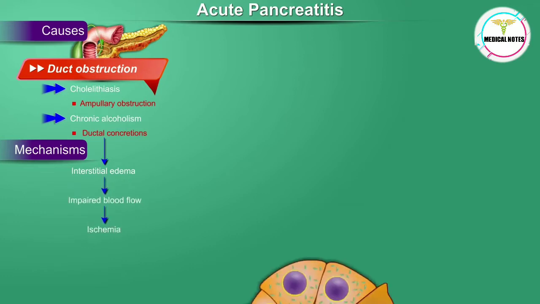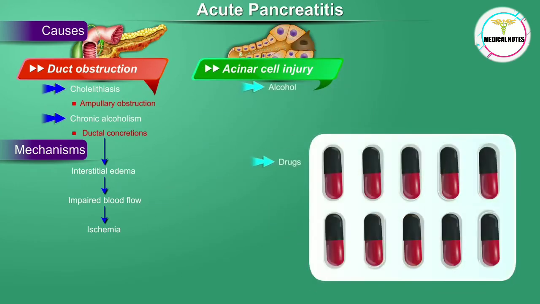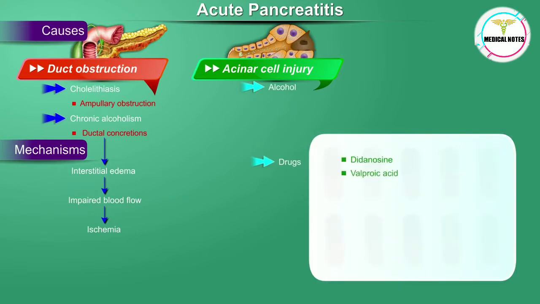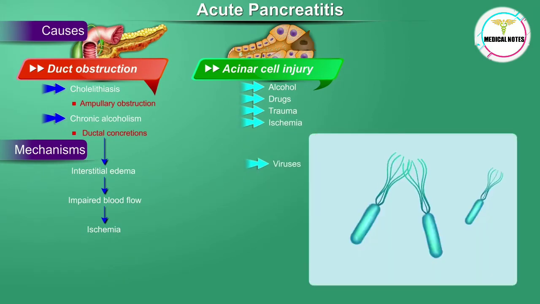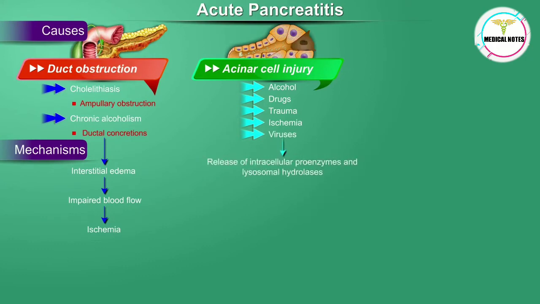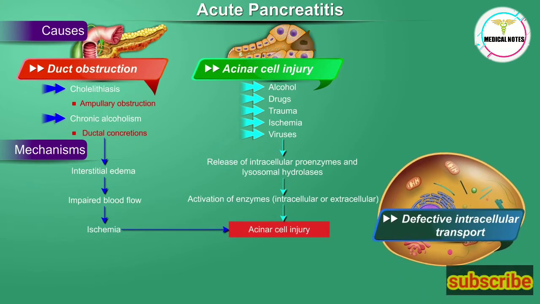The other cause is acinar cell injury, which can occur secondary to alcohol, certain drugs like didanosine, valproic acid, pentamidine, tetracycline group of drugs, and sulfur-containing drugs like sulfonamides, diuretics. The other causes include trauma, ischemia, certain viruses, predominantly the mumps virus, which all result in release of intracellular proenzymes and lysosomal hydrolases, which results in activation of these enzymes. Eventually, all of these lead to acinar cell injury. The less common modality is a defective intracellular transport.